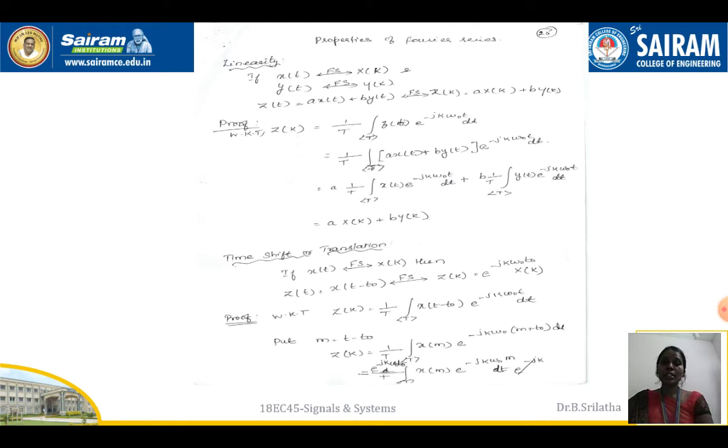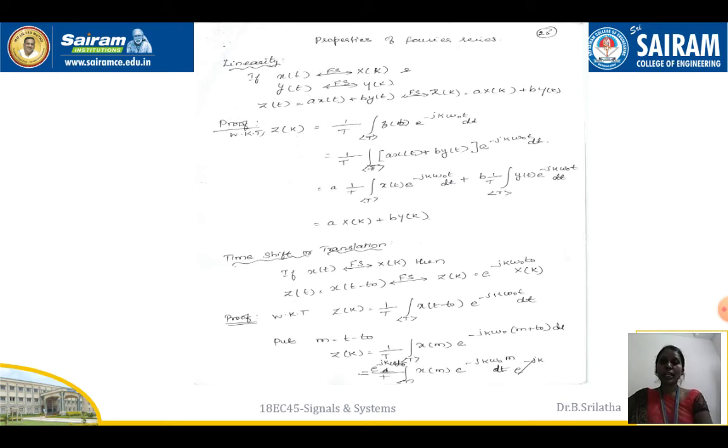Now we can divide this expression into two. One is a into 1 by T integration x of t e power minus j k omega naught t dt, where a is a constant and we can take it out, plus b into 1 by T integration y of t e power minus j k omega naught t dt, where b is a constant in the second expression. If you observe, applying the Fourier series expression to these two, the first gives the Fourier series of x of t, and the second gives the Fourier series of y of t. Then we can directly write a into x of k plus b into y of k. That is only z of k, which is what we wanted to prove.